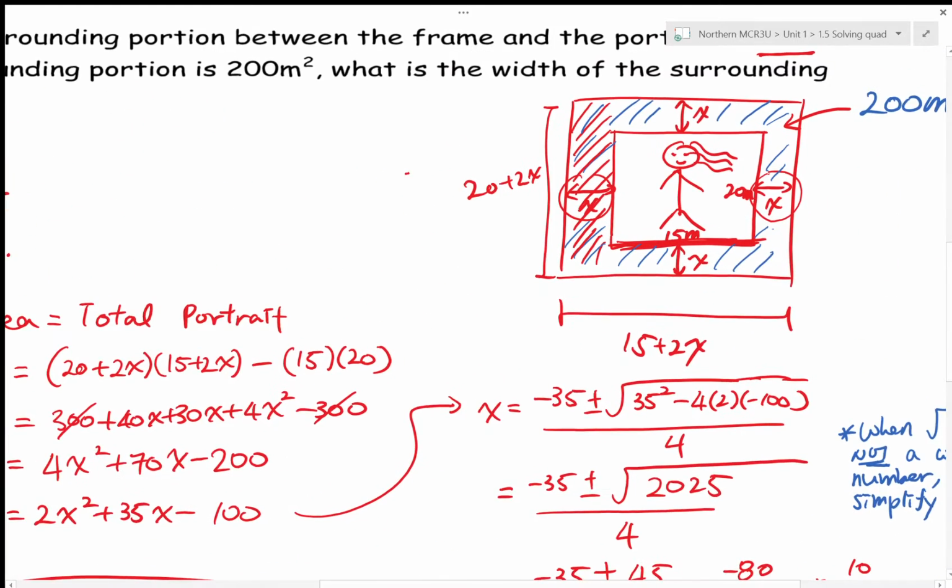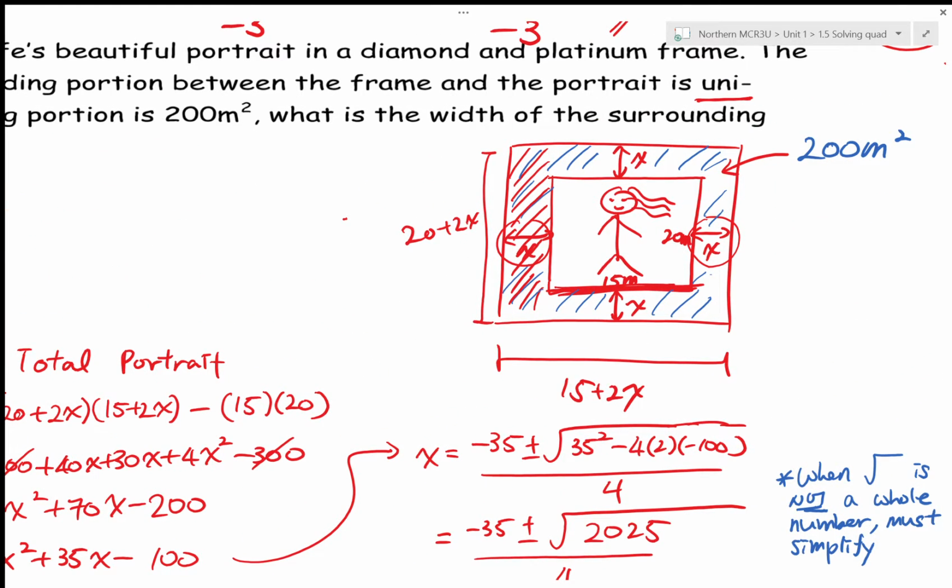So when you're looking at the drawing, we know that the blue shaded area is 200 square meters in terms of the area. Then some of you may question me how come this is 20 plus 2x, right? Well, 20 is the width of the portrait, but we know that this part and this part is the x. So when you have 2x plus 20, that gives me the 20 plus 2x as an overall width of it. Then the same idea for the 15 plus 2x as well.